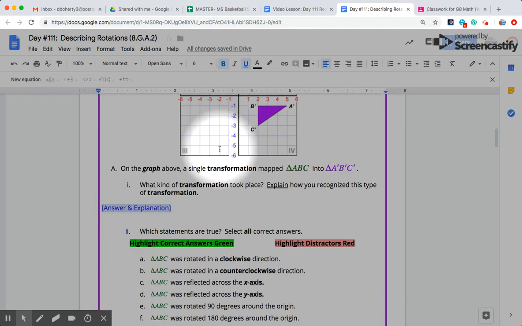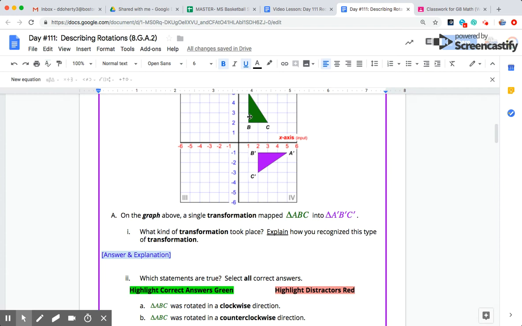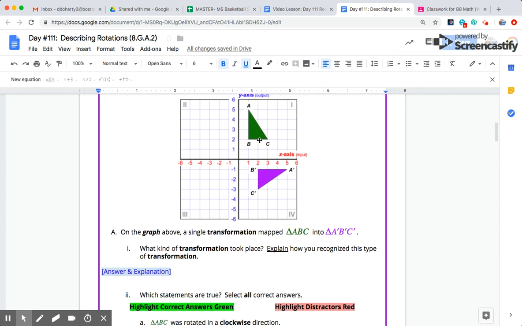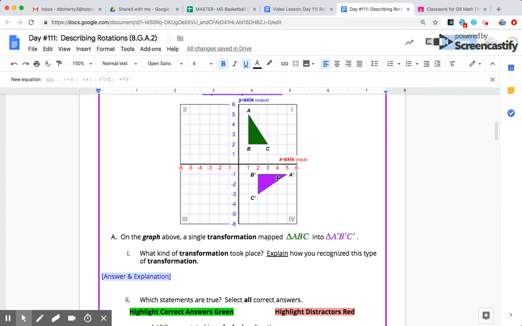So for part A, what kind of transformation took place here on this graph? We should all see this object spins around. Point A was pointed to the top, now it's pointed to the side. So the transformation that took place here was a rotation. How did we recognize that type of transformation? For me, at least, I can see that the object was spinning around. It's pointing in a new direction. It doesn't look like it flipped across like a reflection. It looked like it spun to the side and spun downward, so that's going to be a rotation.